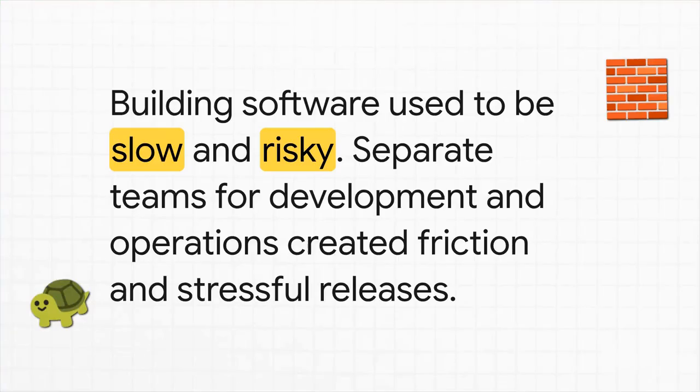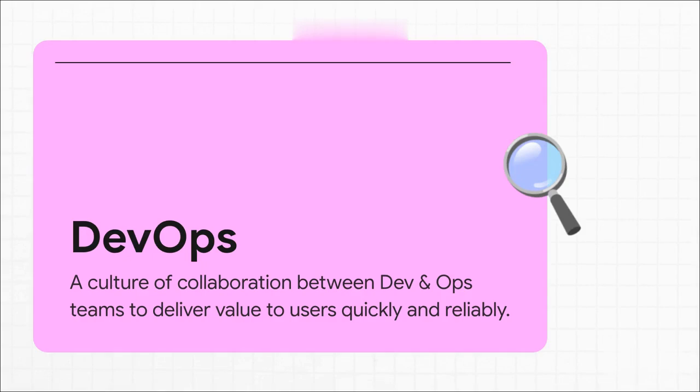Okay, so in the not-so-distant past, you basically had two teams that were kind of at odds with each other. You had the development team, whose job was to build new stuff and create change. And then you had the operations team, whose entire job was to keep things stable and prevent change. You can probably imagine this created a ton of friction, and it made releasing new software super slow and incredibly stressful. And this is the key takeaway.